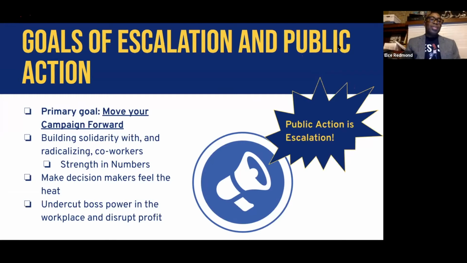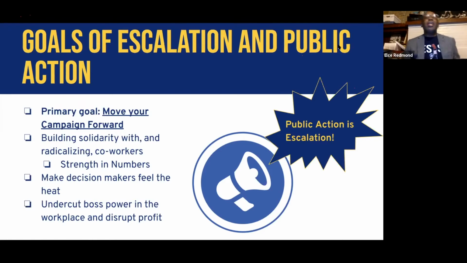The first thing, and one of the primary goals of any organizing campaign you're going to be doing, is that you want to move your campaign forward. It's important to build solidarity and also radicalize your coworkers. It's important to have as many people in the workplace involved in this kind of struggle. So if you have 50 people at your workplace, you want at least 75, 80% of those 50 people to be a part of some sort of organizing campaign.